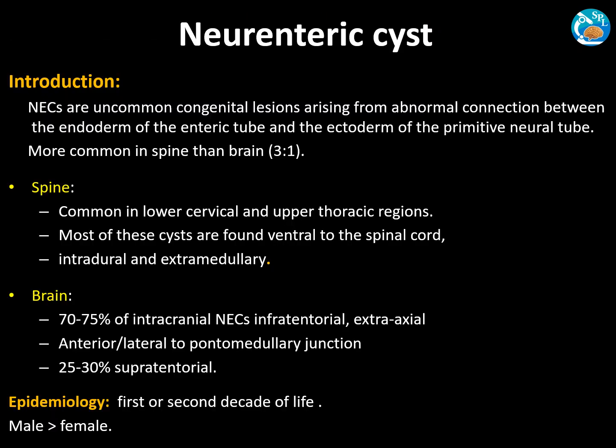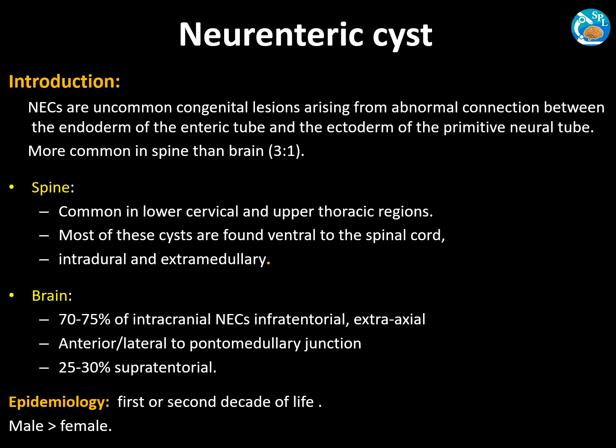So coming to the discussion part, neurenteric cysts are uncommon congenital lesions arising from the abnormal connection between the endoderm of the enteric tube and the ectoderm of the primitive neural tube. The other common terminologies used are neuroepithelial cysts, enteric cysts, enterogenous cysts, respiratory cysts, and bronchogenic cysts. Now these cysts can occur at any level of the central nervous system but are more commonly found in the spine than the brain with a ratio of 3:1.